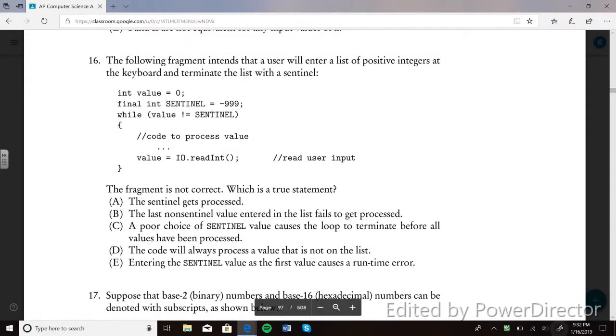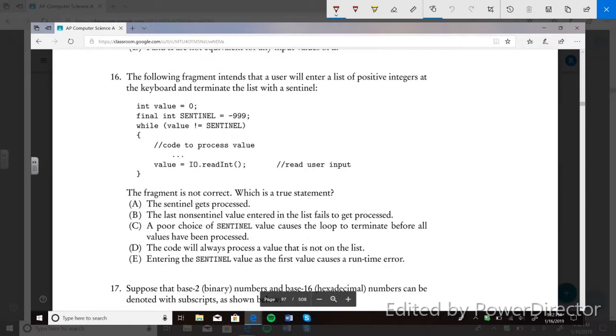So for number 16, they're asking about the value int. And we haven't gone into depth about this, but they're determining the value of the integer value in the while loop. So that's too late because value is already determined to be 0 over here, so it won't end up equaling the final int. So the correct choice would be D, because the code will always process a value that is not on the list since it'll be 0.